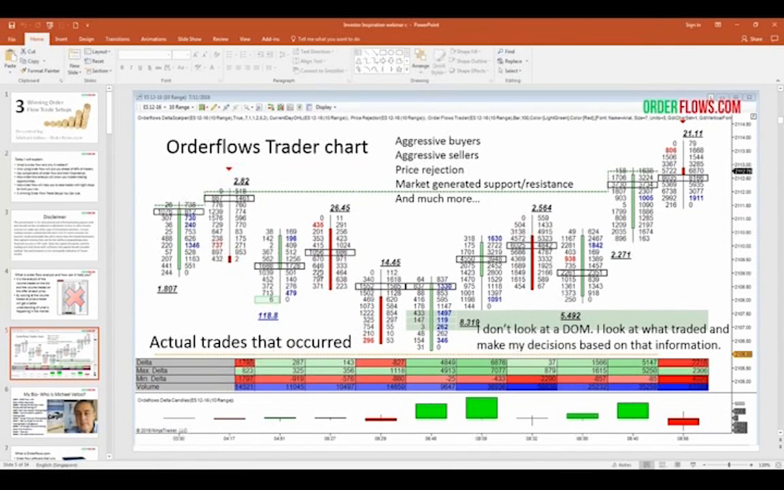And this is the order flow generated trader chart, and you can see it has a lot of information that you don't normally get on a bar chart. You see candles in here. You have the red candle, the green candle. That's your normal candlestick chart.